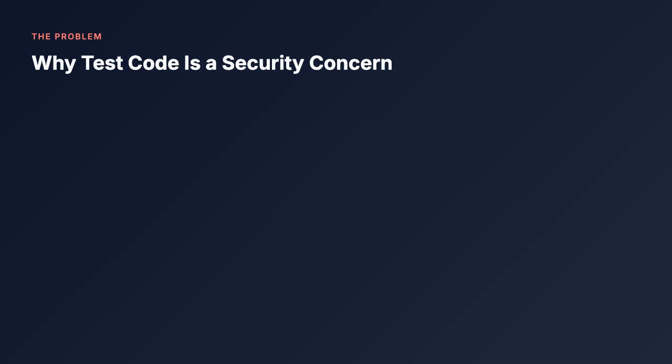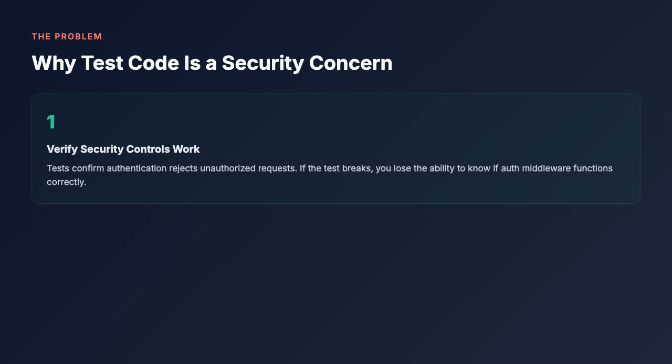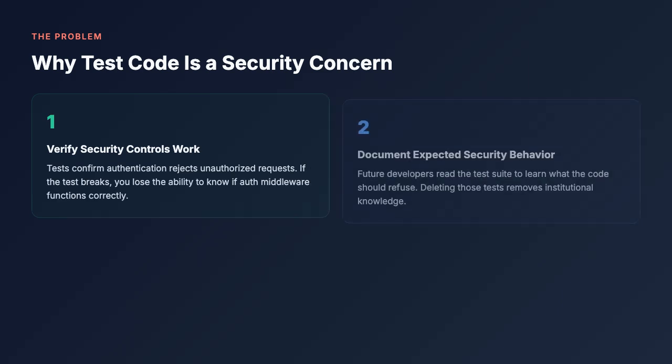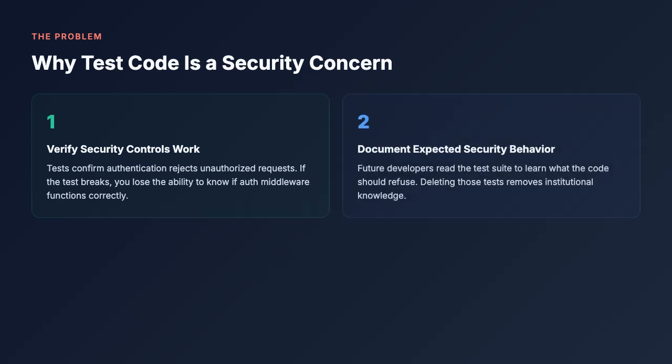Tests serve two purposes from a security perspective. First, they verify that security controls work. A test that confirms authentication correctly rejects an unauthorized request is actively enforcing a security property. If that test breaks, you lose the ability to know whether your auth middleware is functioning correctly. Second, tests document expected security behavior. Future developers reading the test suite learn what the code is supposed to refuse. Deleting those tests removes that institutional knowledge along with the safety net.